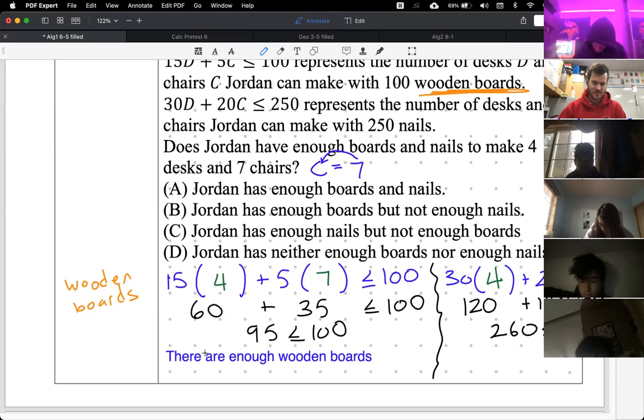So like the statement that I made previously, there are enough wooden boards. You will either say there are or are not enough nails. What does this inequality here mean? I see one hand, I see two hands. Ripley? There are not enough nails. Exactly. There are not enough nails. Cool, and then we just have to find the option that says there are enough wooden boards, but not enough nails. And that's option B. It says Jordan has enough boards, but not enough nails.